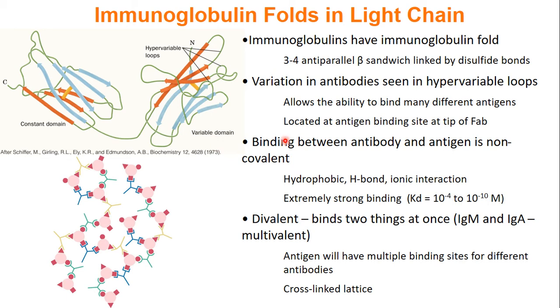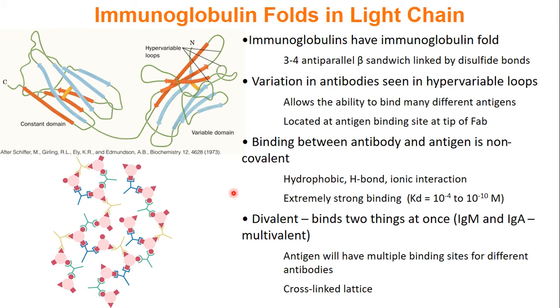Now, when an antibody binds an antigen, this is all non-covalent interactions. So this is all due to hydrophobic interactions, hydrogen bonding interactions, and ionic interactions. And once bound, it's very hard to get an antibody off because they have extremely strong binding. Their dissociation constants are between 10 to the minus 4 and 10 to the minus 10 molar.